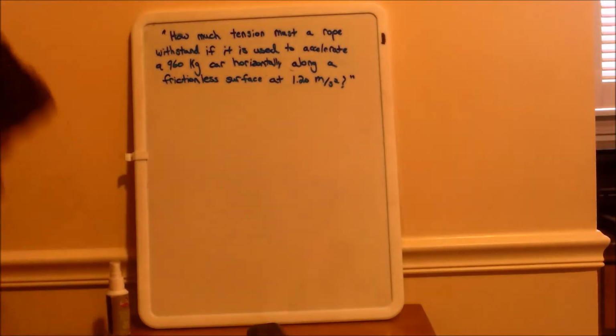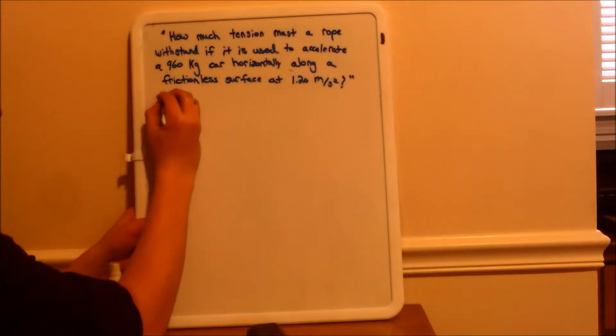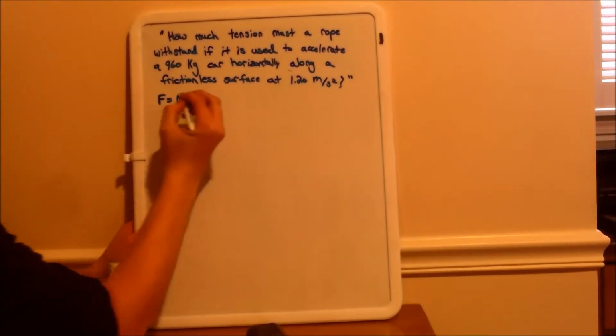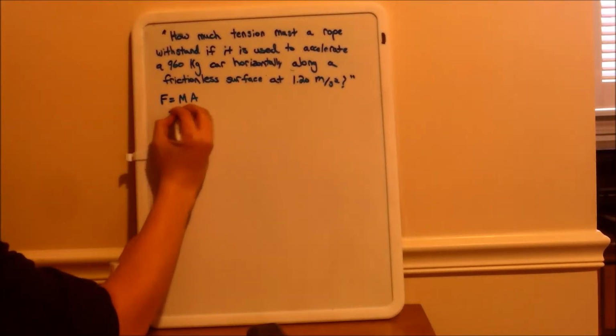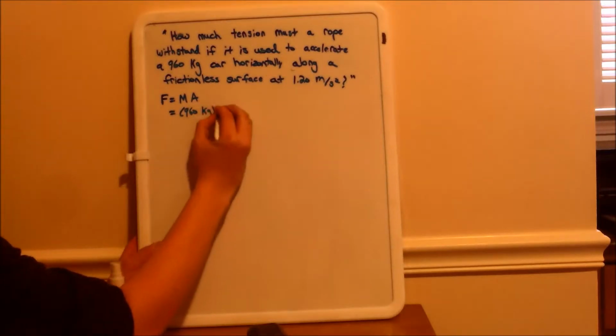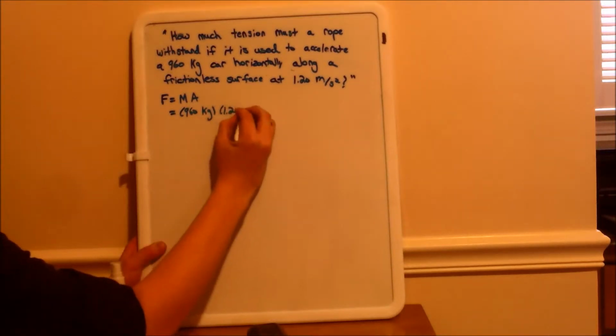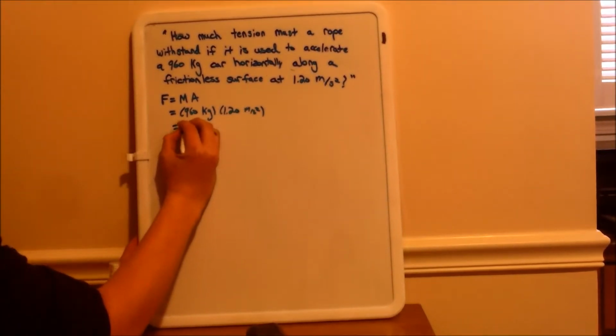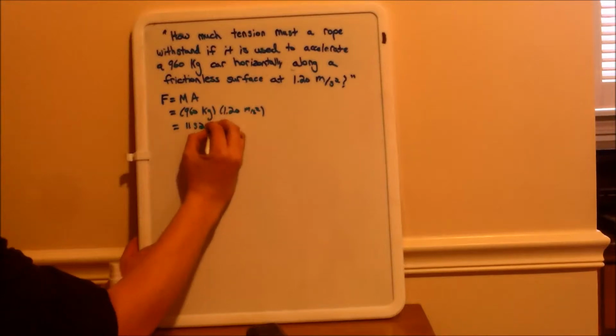How much tension must a rope withstand if it is used to accelerate a 960 kilogram car horizontally along a frictionless surface at 1.20 meters per second squared? We know that the equation to describe force is mass times acceleration. So then we have all the things we need to just plug directly into this equation. 960 kilograms times 1.20 meters per second squared.